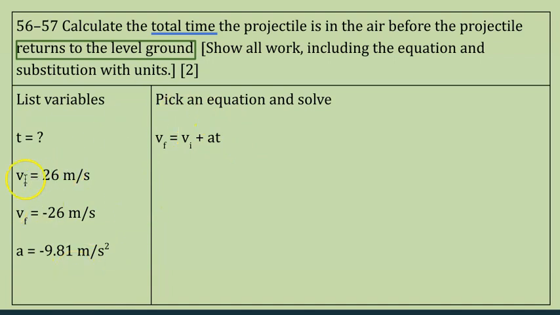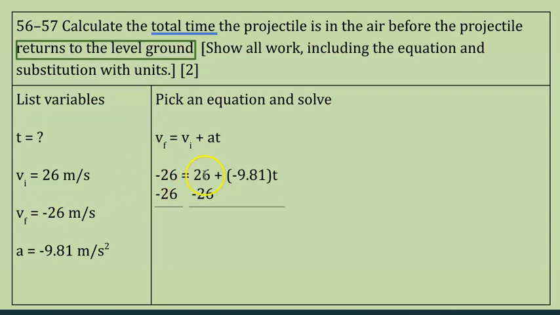So this is a perfect match. I have VI, VF, and A all in my equation. At this point, I'm ready to start plugging in my numbers. Negative 26 equals 26 plus negative 9.81 times t. I subtracted 26 from both sides.